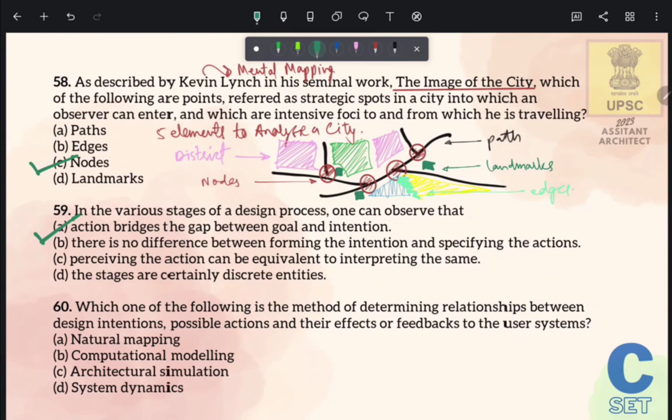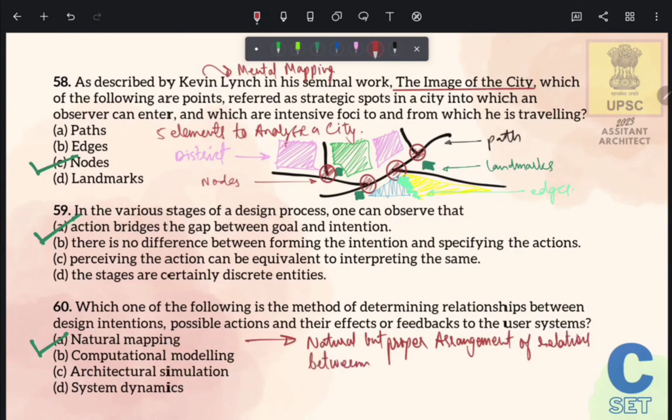Question number 60 is, which one of the following is the method of determining relationship between design intentions, possible actions, and their effects or feedback to the user systems? So such a method is known as natural mapping. Therefore the correct answer is option number A. So natural mapping is natural but proper arrangement of relation between controls and their movement to its outcome with such action.